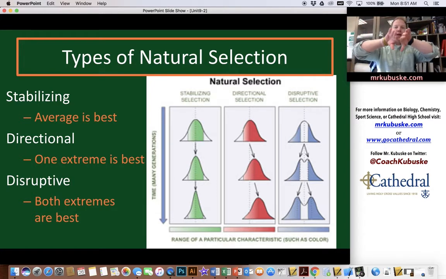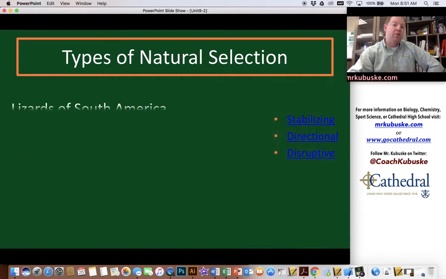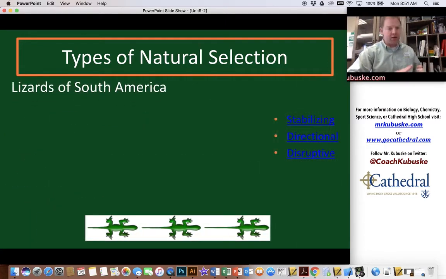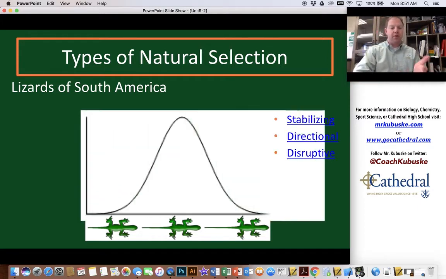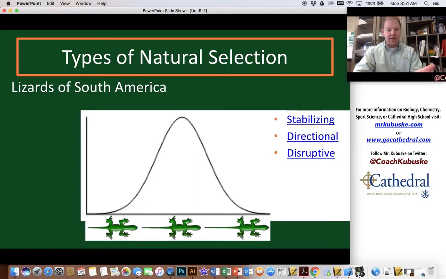But what's going to happen there is that the population is actually going to be split into two populations and create different species. So let's take a look at 3 examples and see if we can identify which type of selection is occurring here. So we've got lizards in South America. And you can see they have different sizes of tails. They have different body sizes. And so what is the best one in this population?